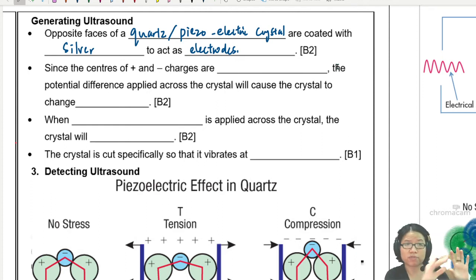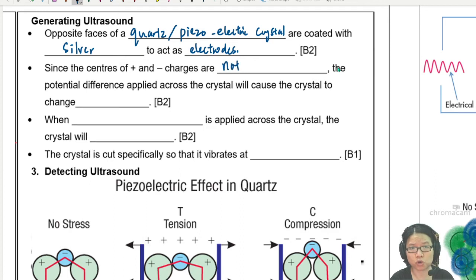Since the centers of the positive and negative charge are not coincident, or do not coincide, coincide here means not at the same point. Okay, so are not coincident. The potential difference applied across the crystal will cause the crystal to change its shape.